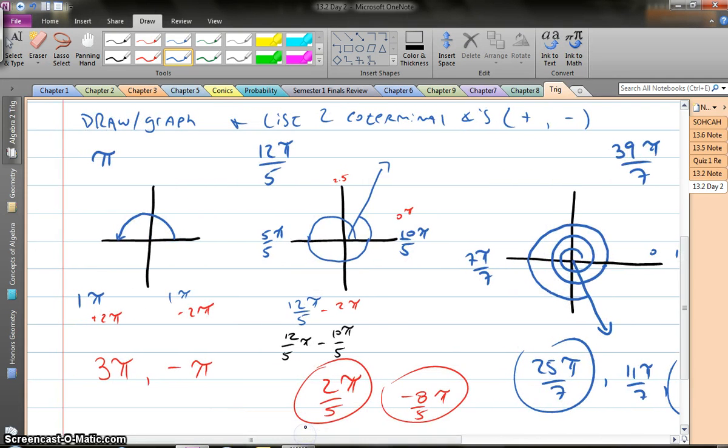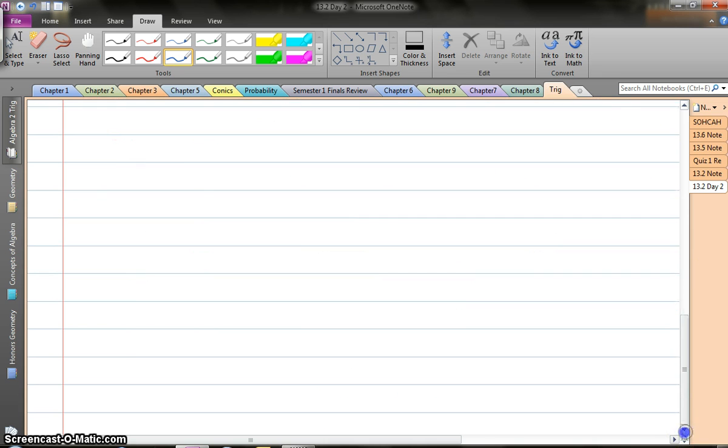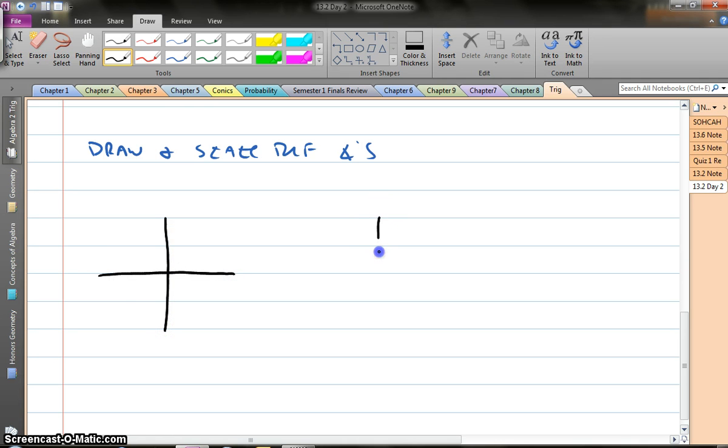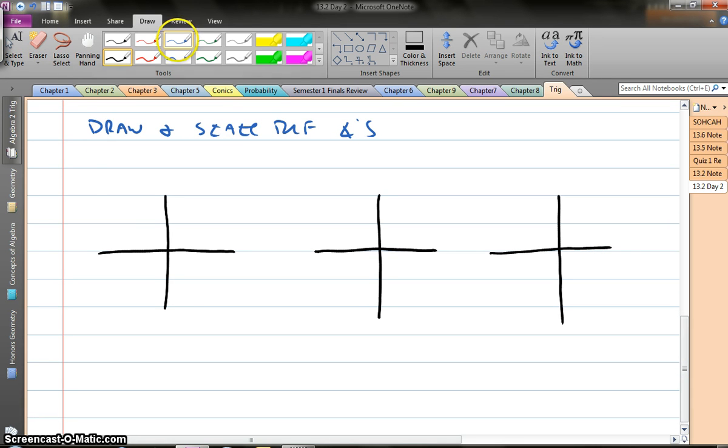All right, so now that we're comfortable graphing and finding our coterminals, let's talk about reference angles. So yesterday we did reference angles. We're going to do them the same way. Draw and state reference angles. The only difference is now we're dealing with radians. So again, I'm going to draw 3 examples and we're done. 1, 2, 3. Now, this is the really, really important skill here.